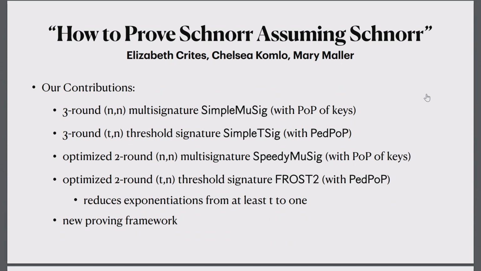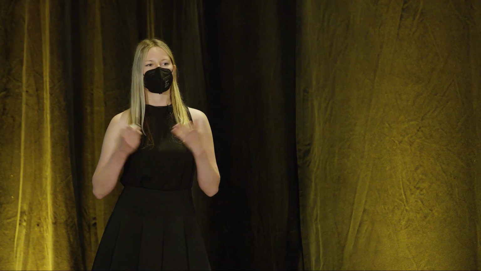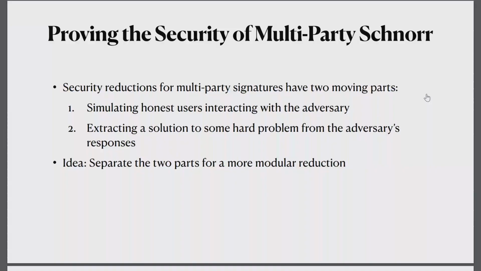Now, the reason that we were able to uncover this optimization was actually a function of the way we were trying to prove the original Frost scheme. So this is a new proving framework that we're introducing here in this work. So I'm going to talk a little bit about how we were able to prove Frost2 secure.